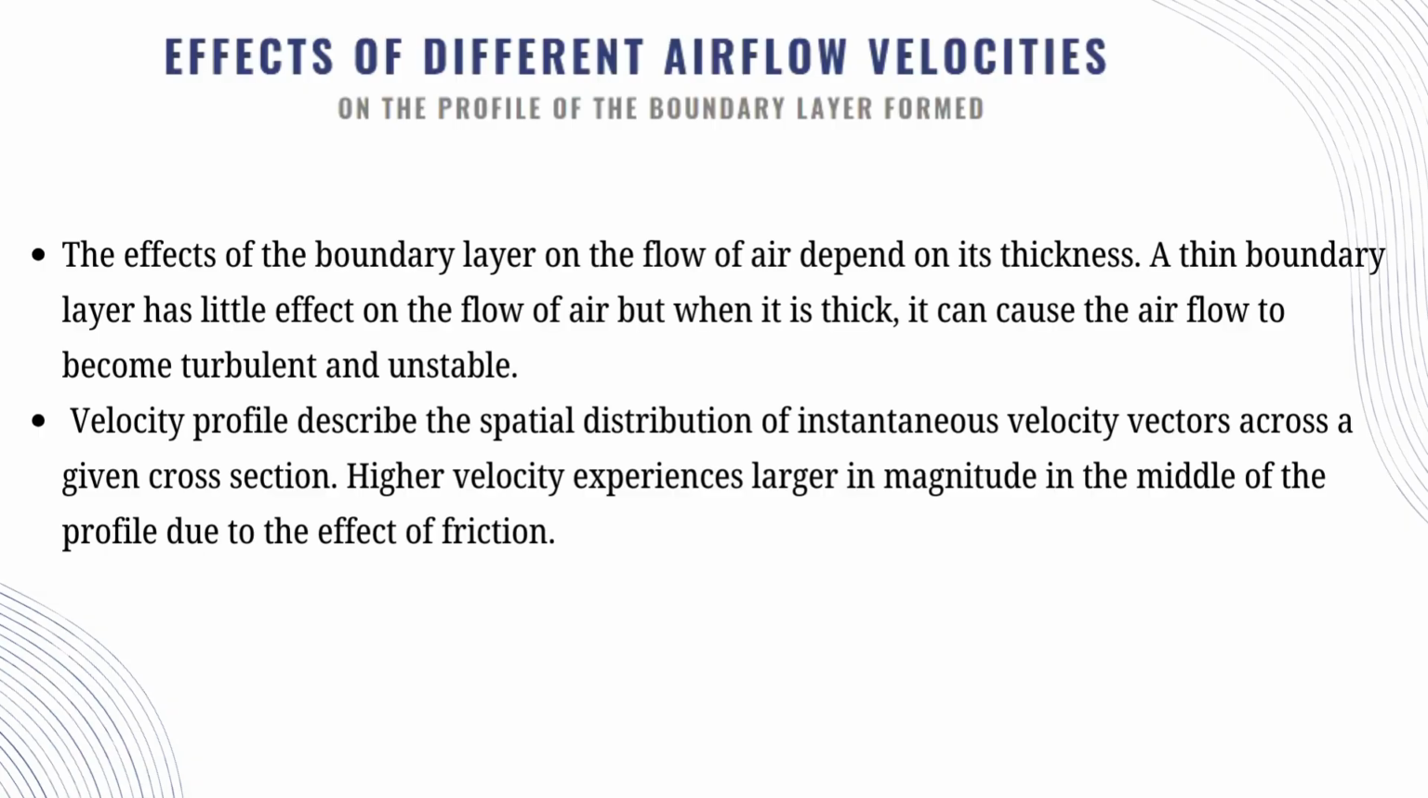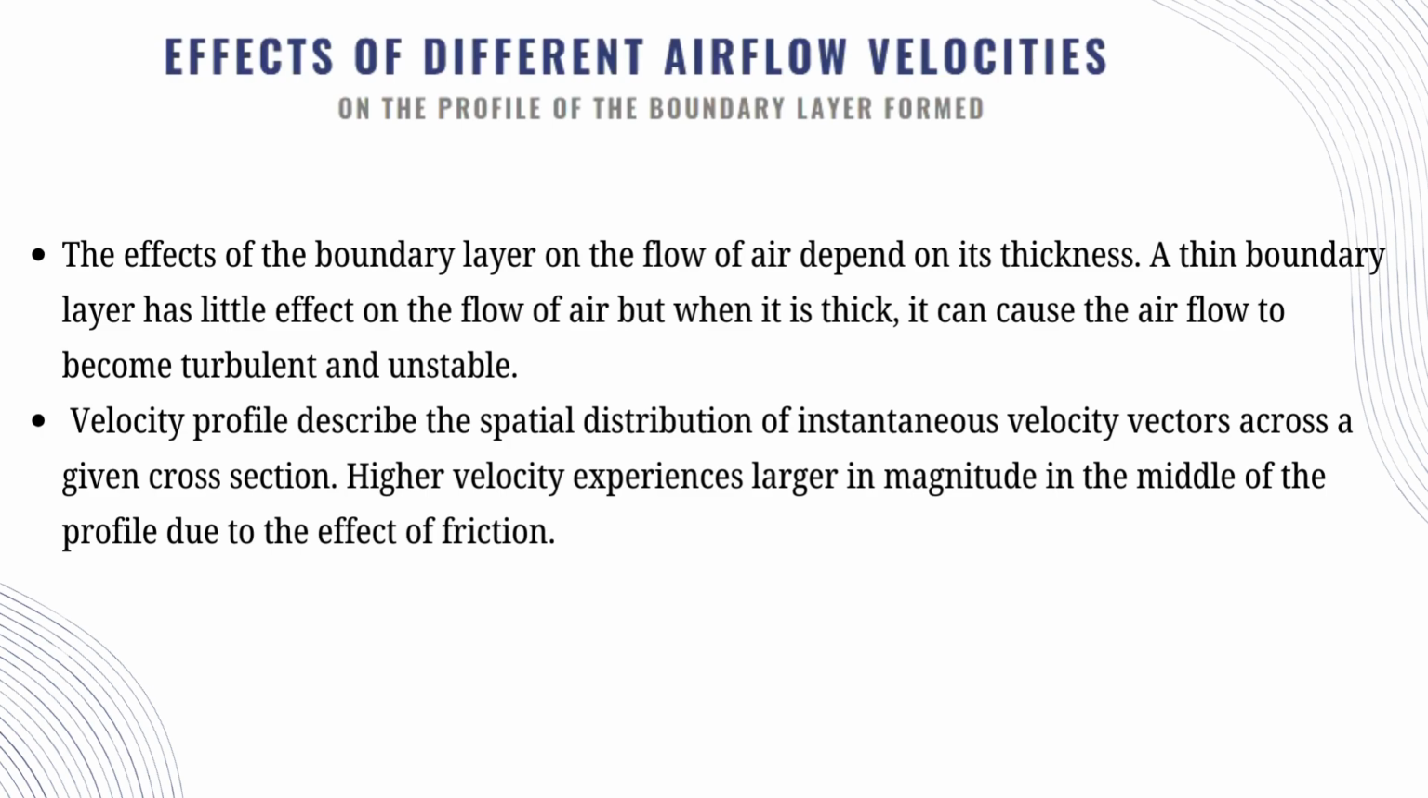The effects of the boundary layer on the flow of air depend on its thickness. A thin boundary layer has little effect on the flow of air, but when it is thick, it can cause the airflow to become turbulent and unstable. This can create drag or resistance to the movement of the object, which can increase the amount of energy needed to maintain the motion. The boundary layer can also create separation, where the flow of air is disrupted and does not follow the surface of the object. This can cause the object to lose lift or become unstable, so we can conclude that when it is thick, it can cause the airflow to become turbulent and unstable.